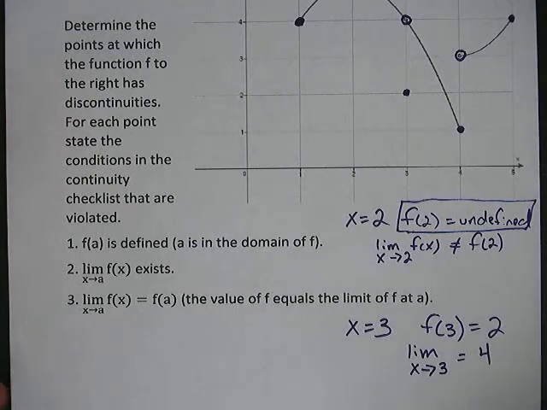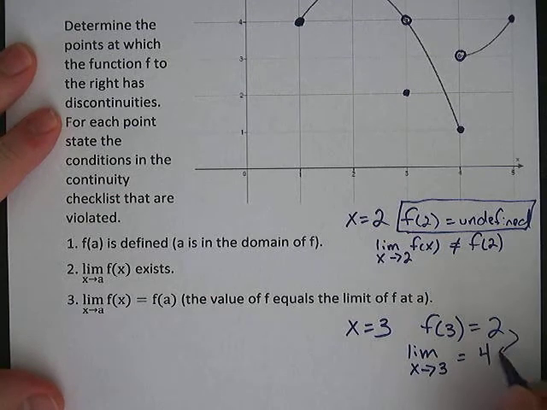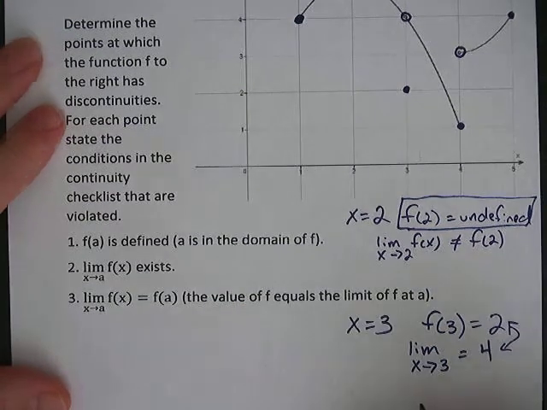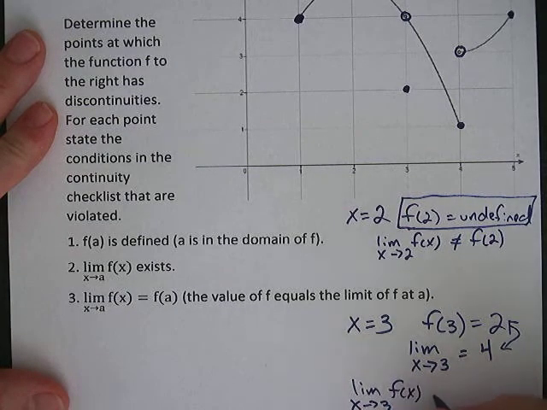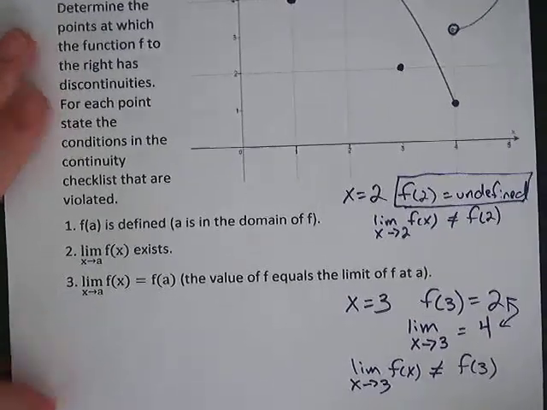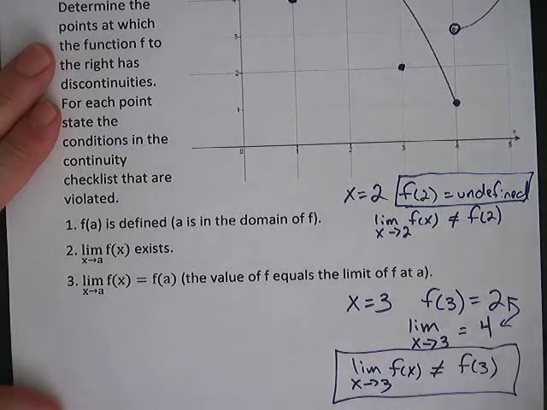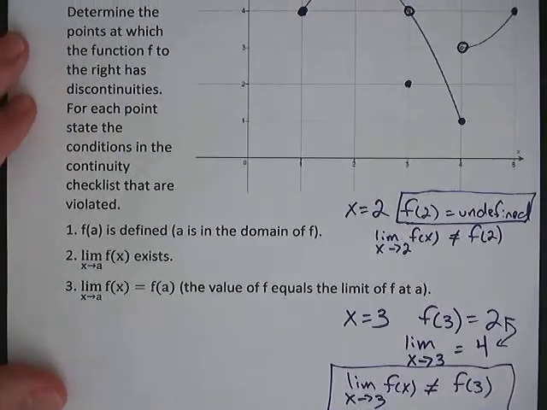So we look at the third one. Is the limit as we approach x equals 3 the same as the value at f of 3? Well, we can see these two things are definitely not equal to one another. So it fails the third condition, that the limit as x approaches 3 of f of x is not equal to the value of f of 3. So that's the one that we would say fails for this discontinuity.